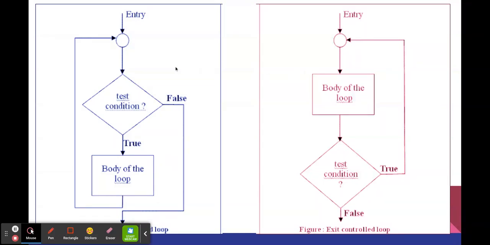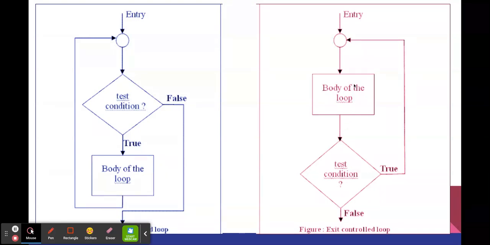So you can see the difference between entry control loop and exit control loop with this diagram. The difference is that in entry control loop, first of all condition is checked, after it body of the loop is executed. But in exit control loop, first body of the loop is executed, then condition is checked. Right. So exit control loop will execute at least one time because condition is checked at the last.